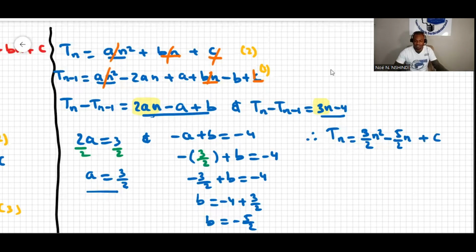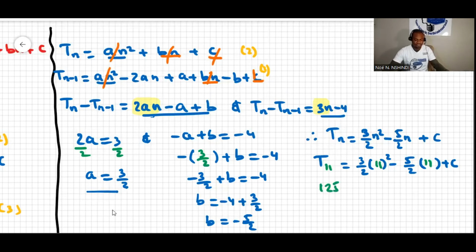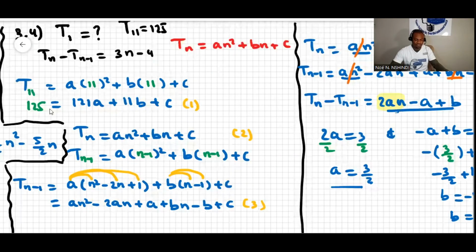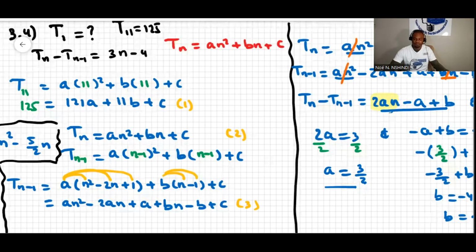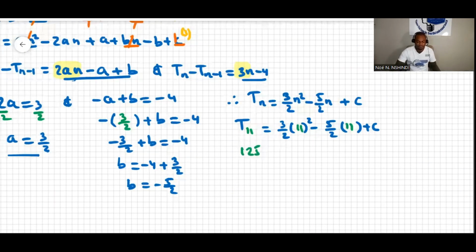Let's write plus c. Now, previously we worked out T11. T11 will be equal to 3 over 2 n squared minus 5 over 2 n plus c, with 11 there. And T11 is equal to 125. That's what it was given. T11 was equal to 125.